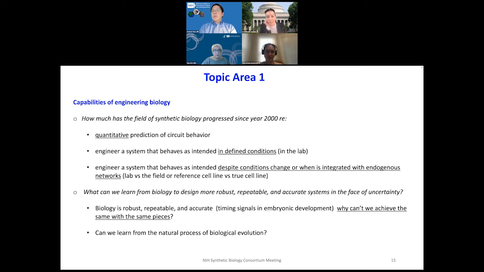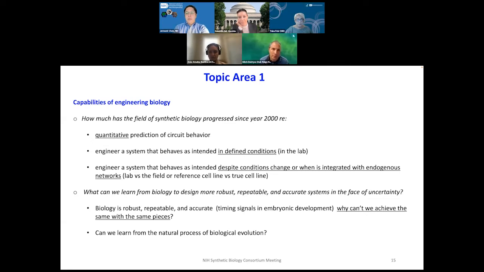Any thoughts on that? Or for the more biology-oriented people, why can biology do these computations and signaling timing so accurately while we are trying to use the same pieces and can't quite do as well? Because we don't know enough about biology.